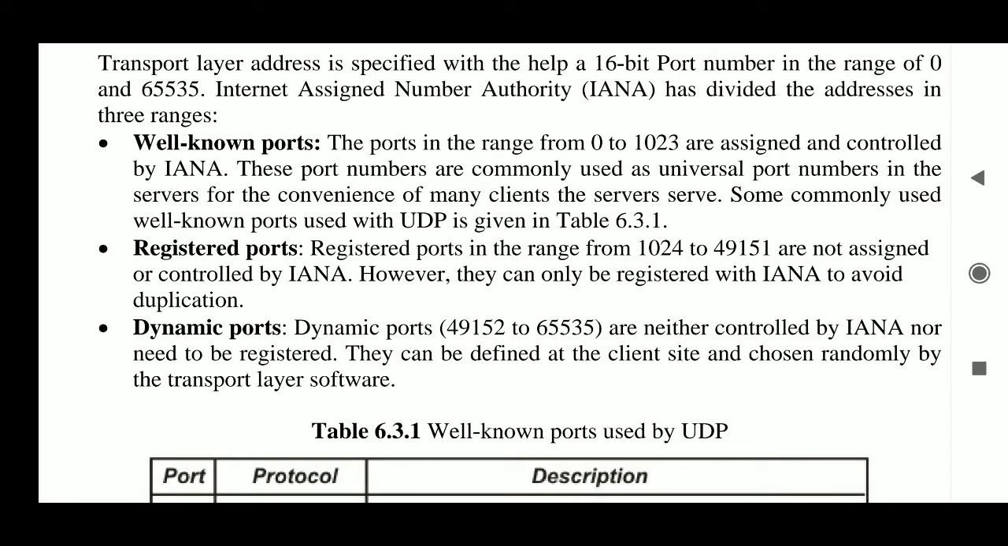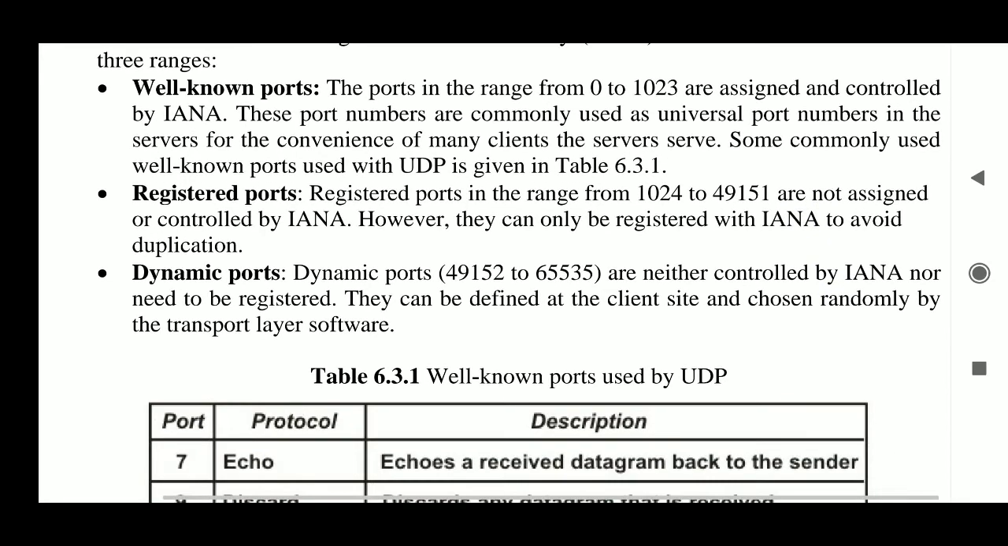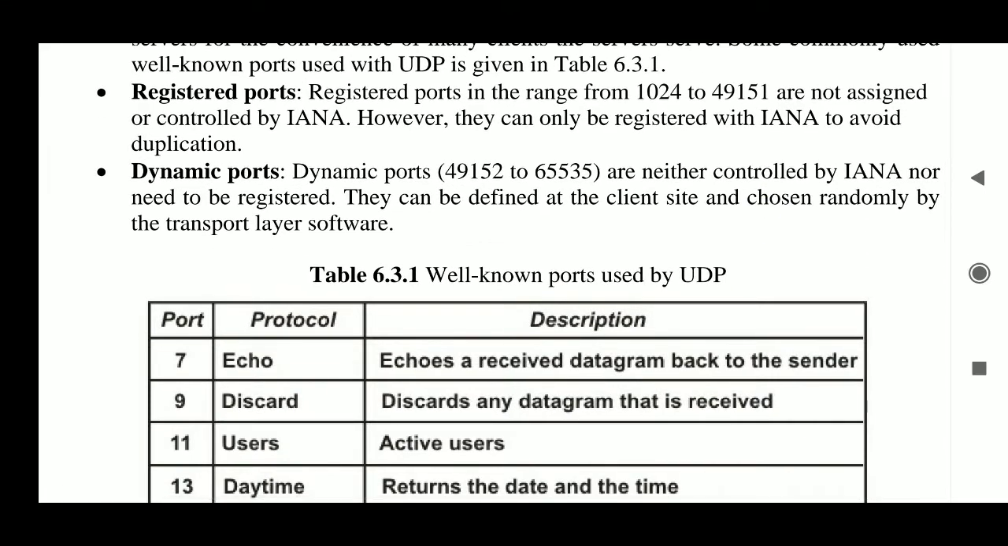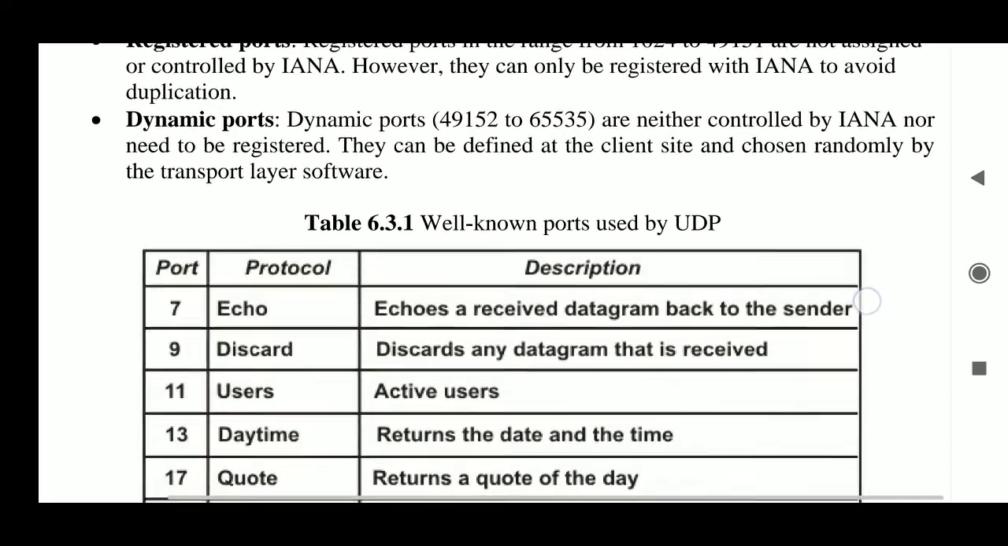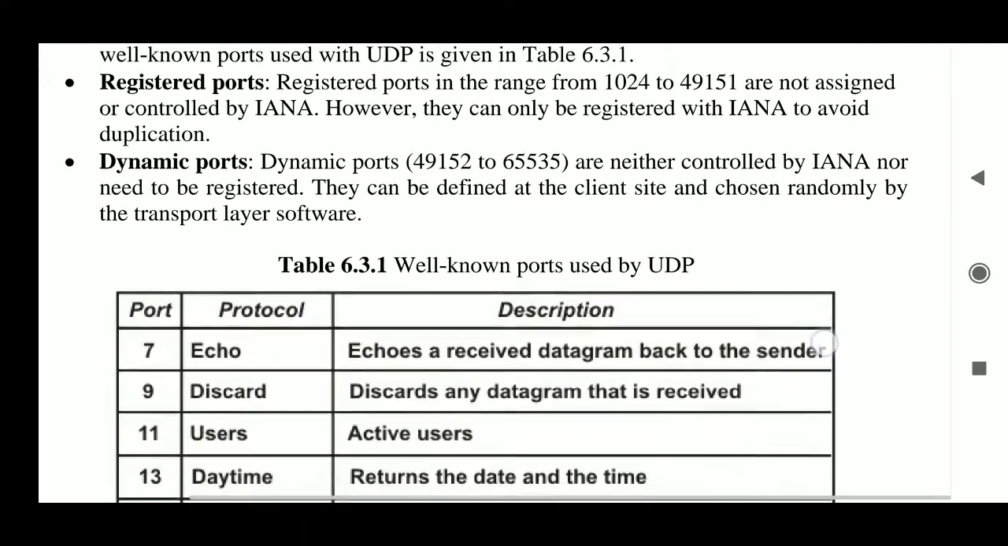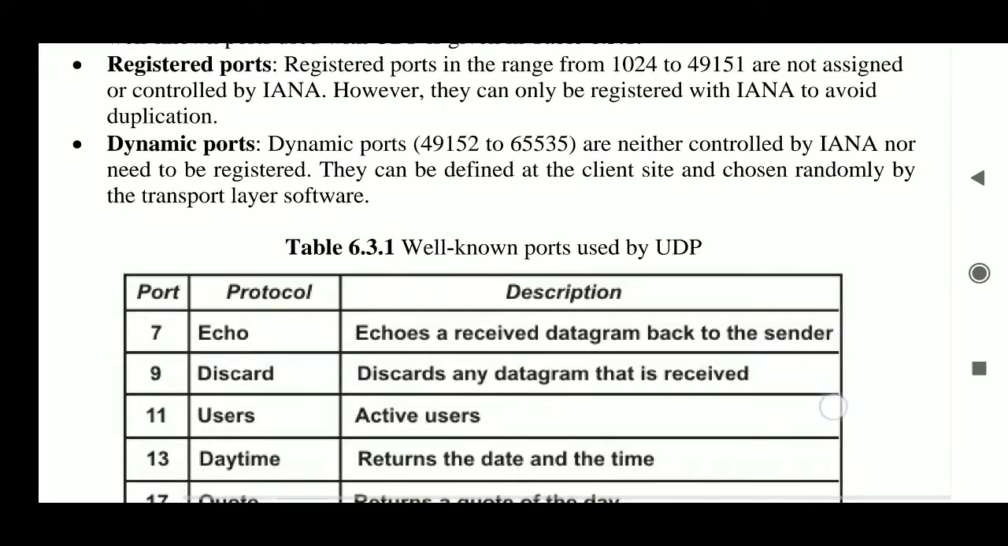Now registered ports in the range from 1024 to 49151 are not assigned or controlled by IANA. They can only be registered with IANA to avoid duplication. Next is dynamic ports. Dynamic ports from 49152 to 65535 are neither controlled by IANA nor need to be registered. They can be defined at the client side and chosen randomly by the transport layer software.